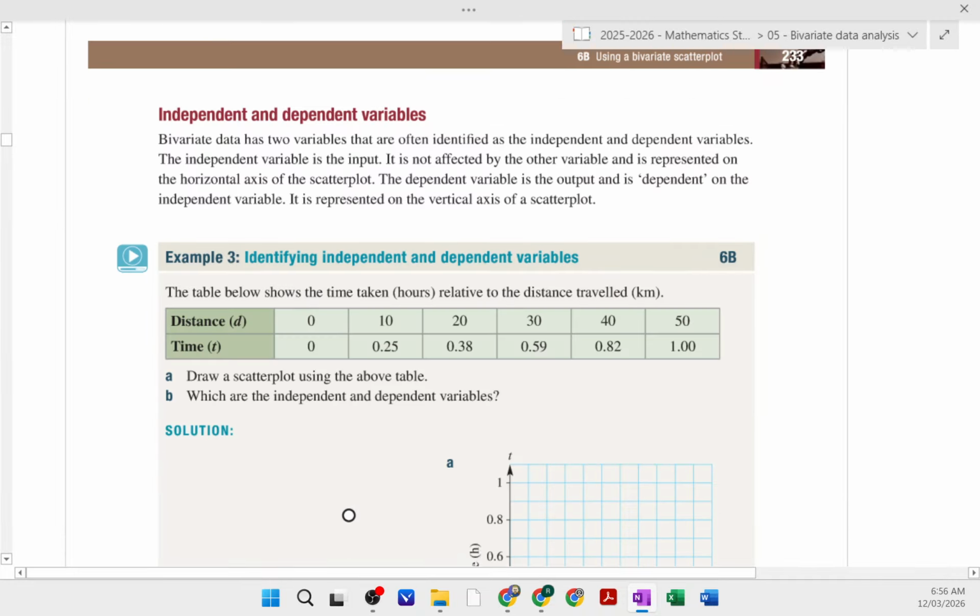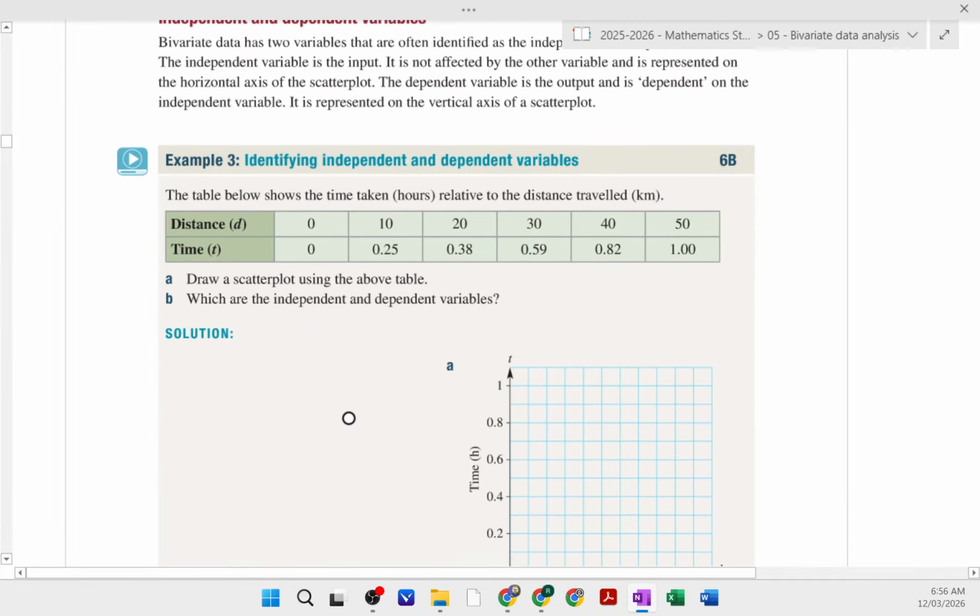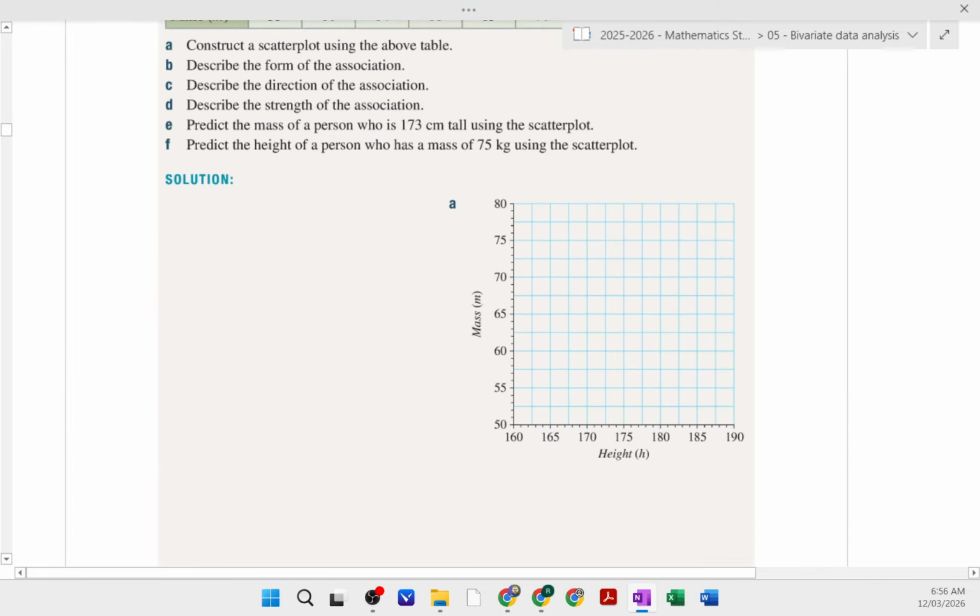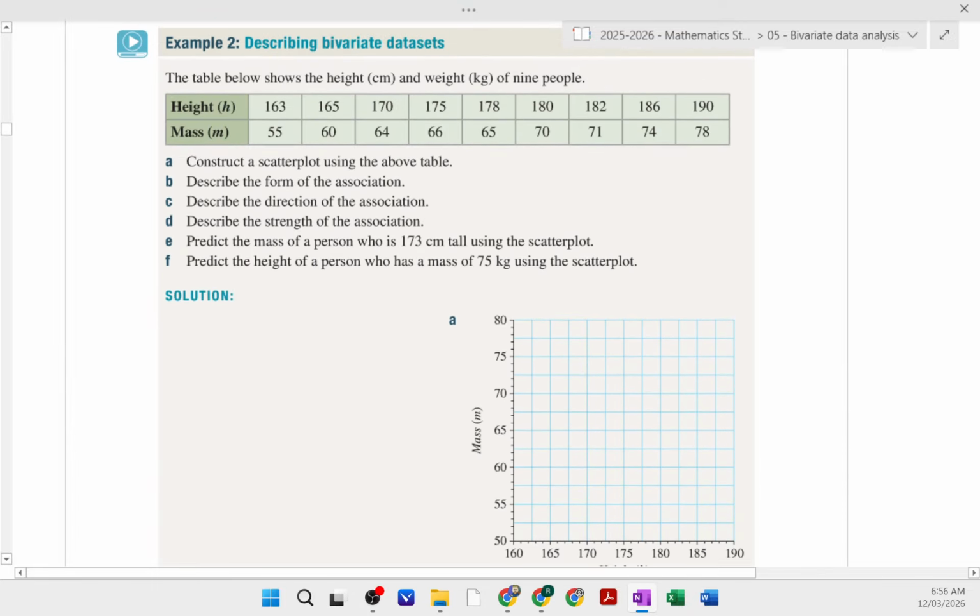Oh, that's scrolled. Don't know why it keeps doing that, but anyway. Jumping around. Sorry. So now we have to plot it. So 163 on our height and 55 on our mass, on our weight. So there's one there. One there. 165, 60. 170, 64. 175, 66.